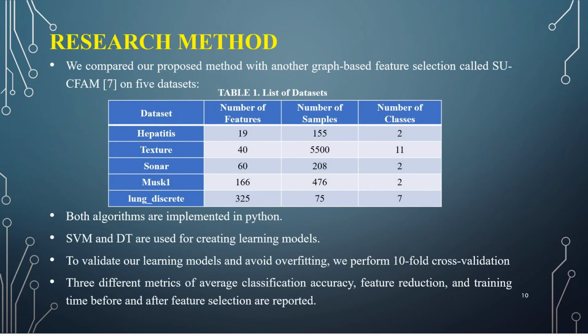We compared our proposed method with the CFAM method on 5 datasets. You can see the details of each dataset in Table 1. The algorithms are implemented in Python, and for evaluating the selected features, we have used SVM and decision tree learning models. To validate these learning models and also reduce the risk of overfitting, we have used tenfold cross-validation, and finally we have reported 3 metrics.